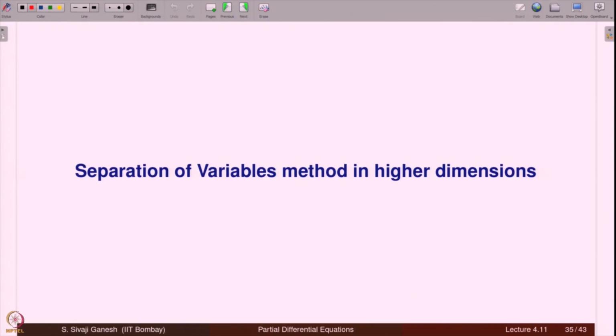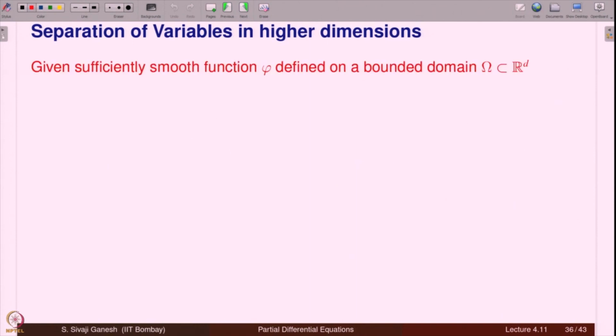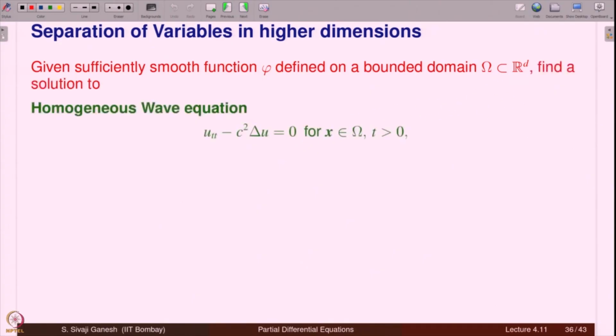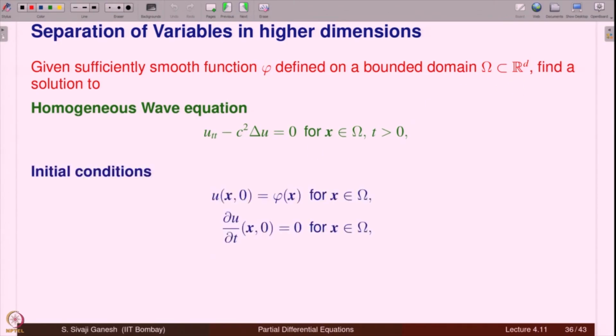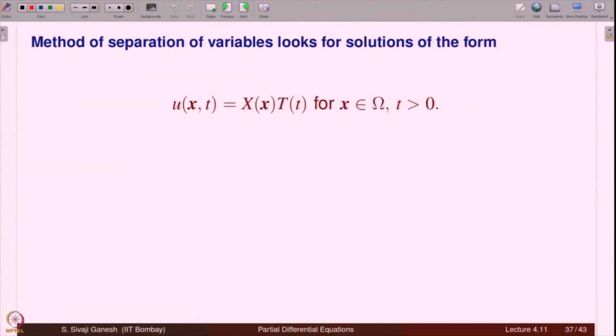Now, the separation of variables method in higher dimensions: what are the new complications? The problem as before is the same. Given a sufficiently smooth function defined on a bounded domain in R^d, find a solution to the homogeneous wave equation, with initial conditions where I have taken psi equal to 0 already, and Dirichlet boundary conditions. For x belonging to the boundary of omega, you prescribe u(x,t) to be 0, homogeneous boundary conditions. A perfect setting for the separation of variables method the way we are seeing it.